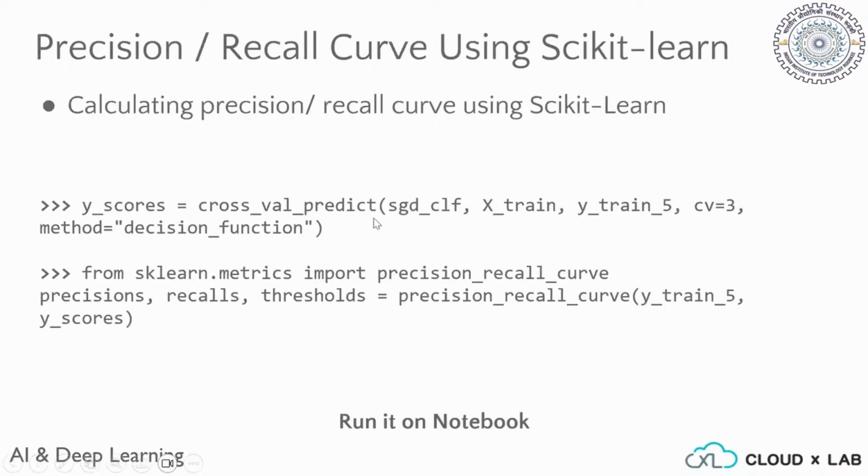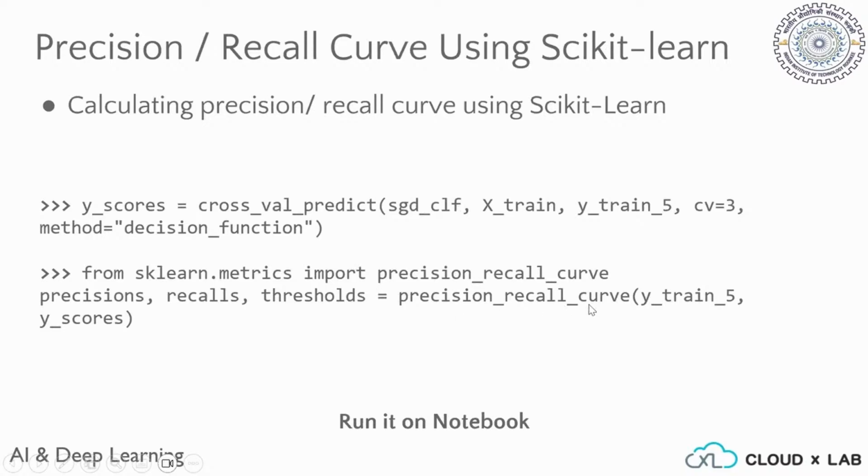So here we are using cross validation to predict the best model, right? X_train is the training data, y_train is the output. cv equal to 3 means we are using threefold cross validation, and here we are using decision_function to decide the best model. So sgd_clf is our model in this case, right?